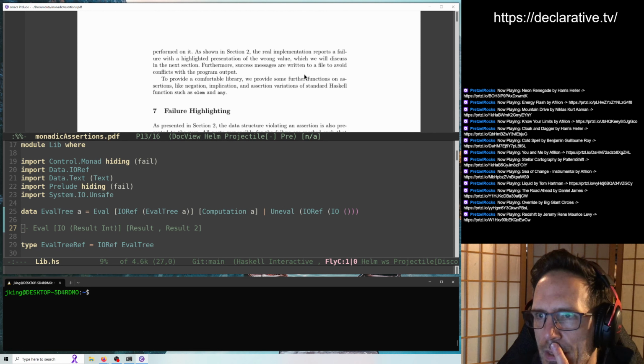2. The real implementation reports a failure with a highlighted presentation of the wrong value, which we discuss in the next section. Furthermore, success messages are written to a file to avoid conflicts with the program output. To provide a comfortable library, we provide some further functions on assertions like negation, implication, and assertion variants of standard functions such as elem and any.